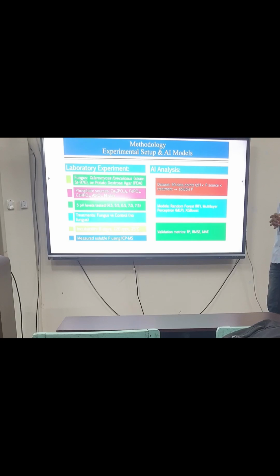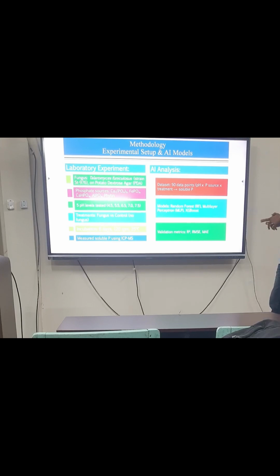The phosphate sources were calcium phosphate, iron phosphate, aluminum phosphate, and phytin, with 5 different phosphate sources, 5 different pH levels from 4.5 to 7.5, and 2 treatments, fungus and control. Fungus means our desired strain, and control means there is no fungus. They incubated for 8 days at 120 rpm and 25 degrees Celsius, and measured soluble phosphorus using ICP-MS.